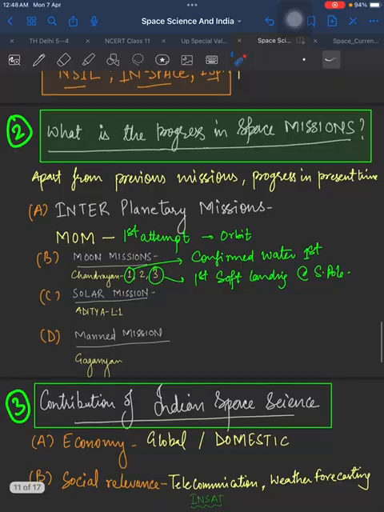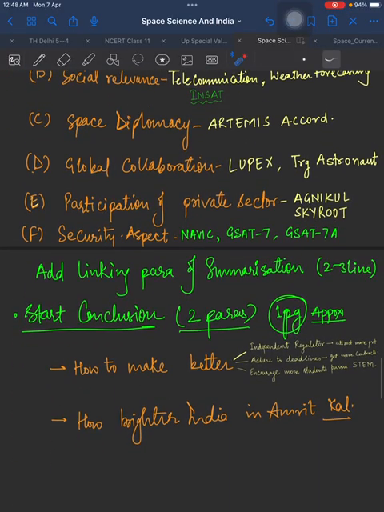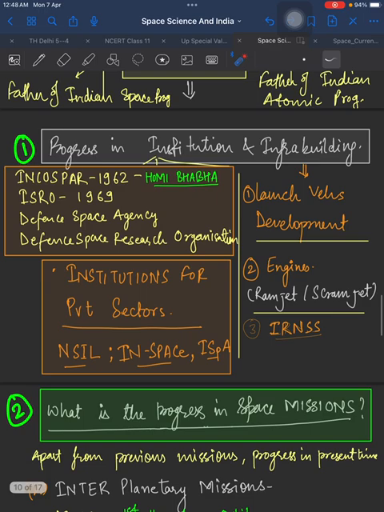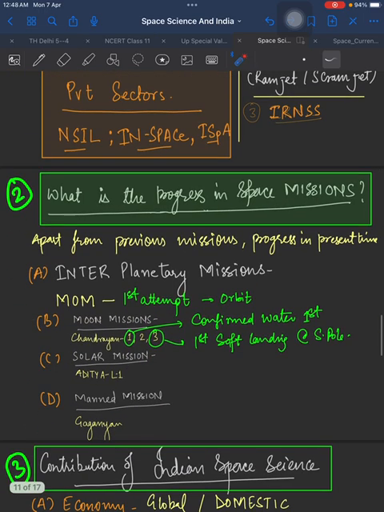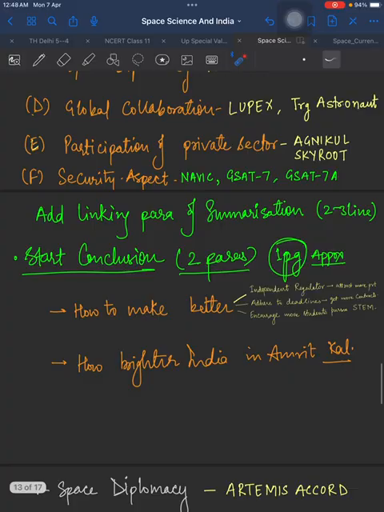The main body I have already discussed. When the main body has been discussed completely, you will again add a linking para. In that linking para you will give a kind of summary: having discussed the progress in the institution and infrastructure building, the progress in the space missions and the contribution of Indian space science, let us understand how to make Indian space science more effective. So in that you will say how to make it better.